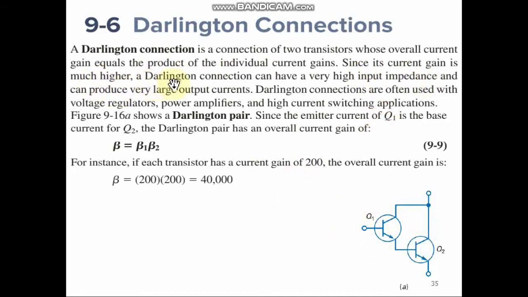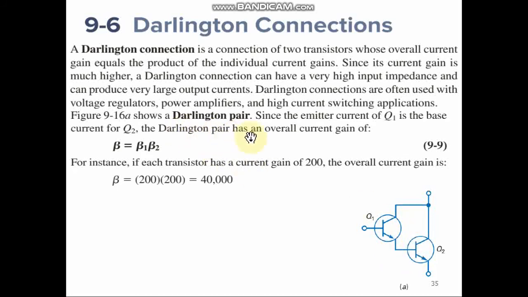Since the current gain is much higher, a Darlington connection can have very high input impedance and can produce very large output currents. Darlington connections are often used with voltage regulators, power amplifiers, and high current switching applications. The figure shows a Darlington pair Q1 and Q2. The emitter current of Q1 will become the base current for Q2.